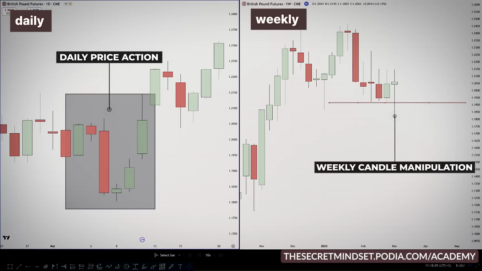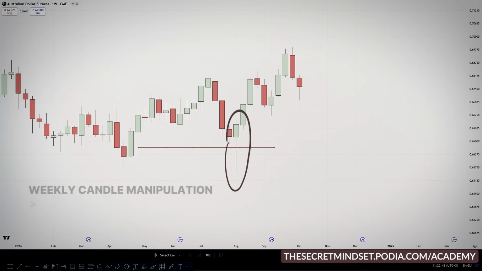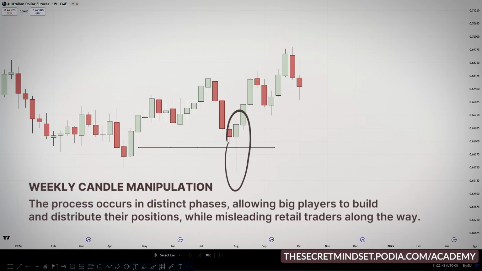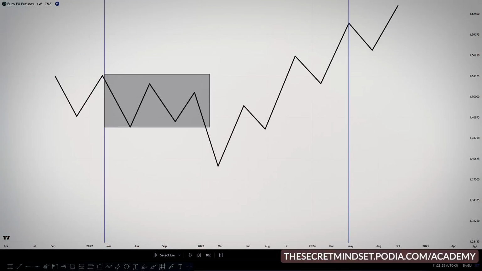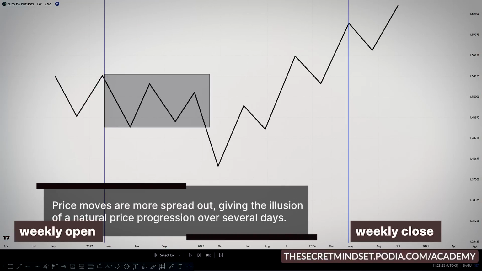Big players use this strategy to build their positions slowly before making the real move. So on higher time frames, like the weekly chart, manipulation plays out in a more deliberate and extended manner, making it harder for retail traders to detect. This manipulation process occurs in distinct phases, allowing big players to build and distribute their positions, while misleading retail traders along the way. The weekly chart in particular is an ideal playground for large institutions because the moves are more spread out, giving the illusion of a natural price progression over several days.